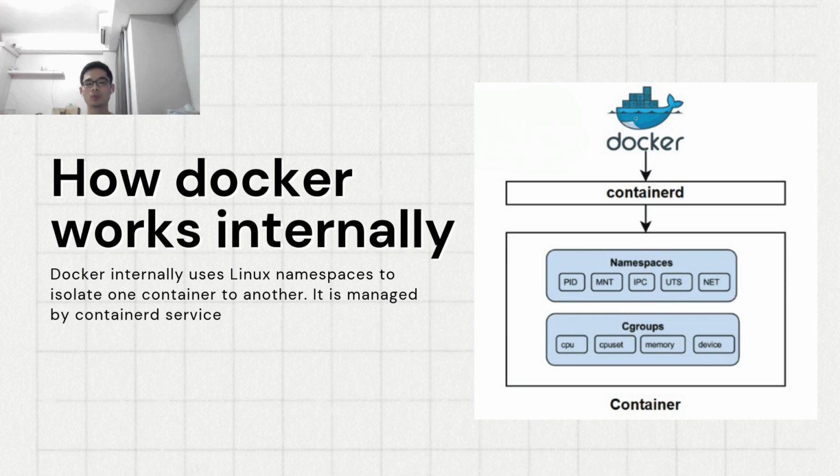The next part is how Docker works internally. Docker internally uses Linux namespaces to isolate one container from another. Linux namespaces is a feature on Linux where you can make a virtual environment, so a process running in one namespace is separated from another. In this image on the right side, you can see that Docker will create a service named containerd, and this containerd will contain the container itself. To separate things, they use namespaces and cgroups.